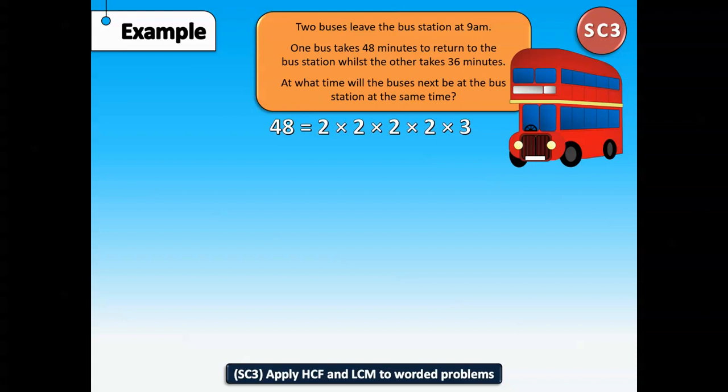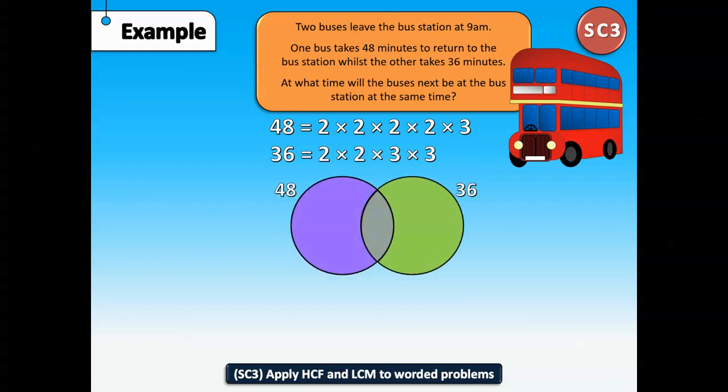So we express 48 as a product of its prime factors, and we do the same to 36 as well. Then we can put the factors into a Venn diagram. So they've both got a 2 in, they've both got another 2 in them, and they've both got a 3 in them. What's left in the 48 list goes in the purple circle, and what's left in the 36 list goes in the green circle.